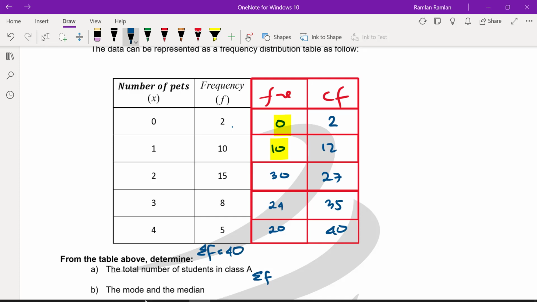Okay, the mode and the median. So the mode, remember that it is the data which has the highest frequency. And the highest frequency is 15. So which means that the mode is this one over here. So the mode is equal to 2.